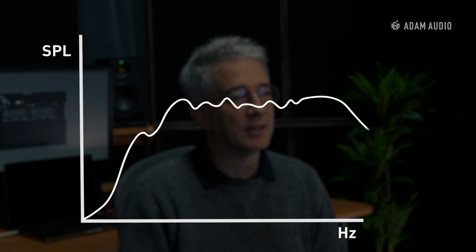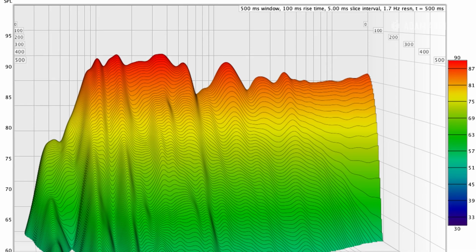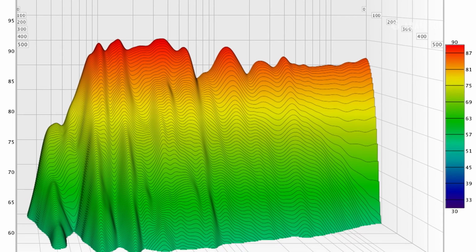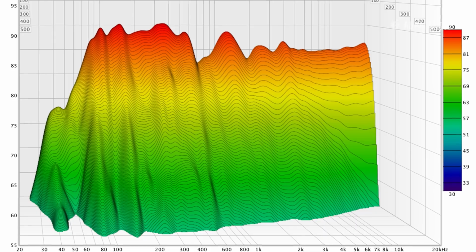So in the measurement system, we can visualize the frequency response, which gives us a measure of how bassy the loudspeaker is or how much treble there is. And we can also look in the time domain using a waterfall plot, and that will show us things like how the sound decays in the room, and that will show us if we have any resonances.